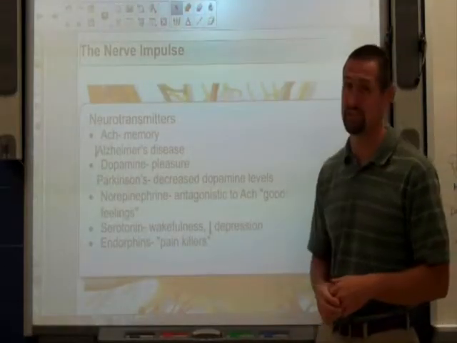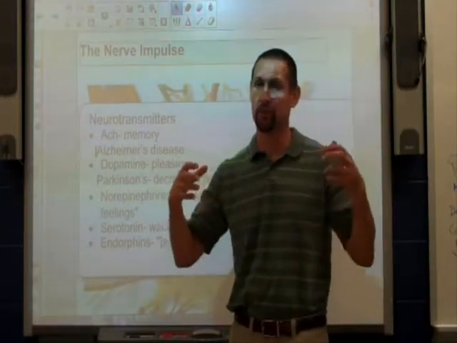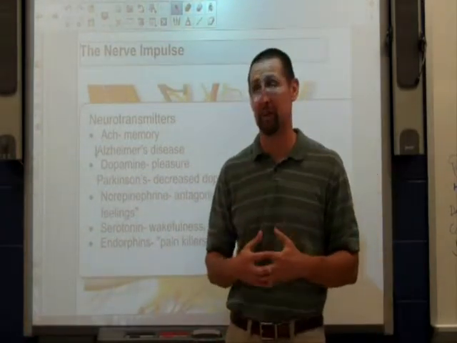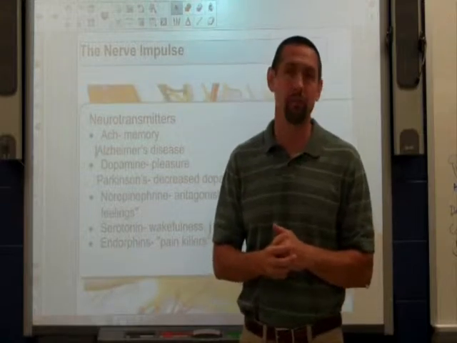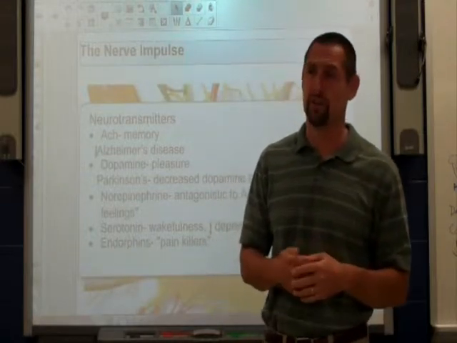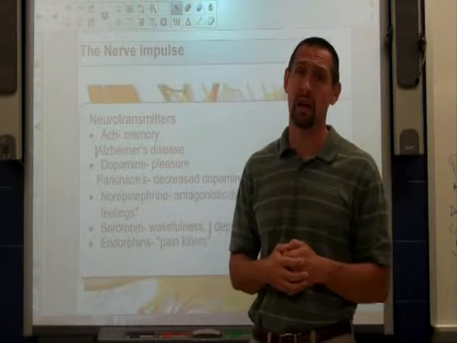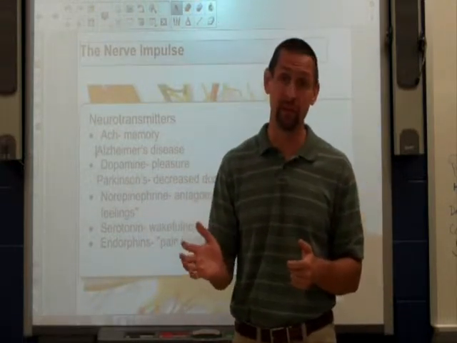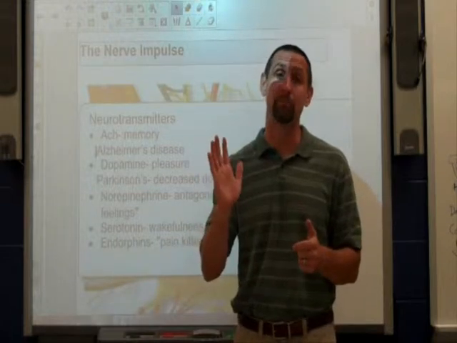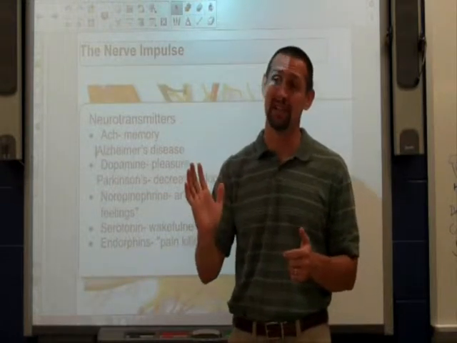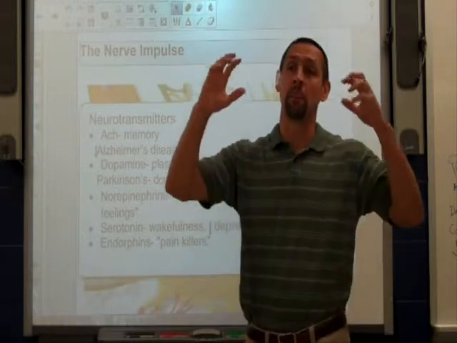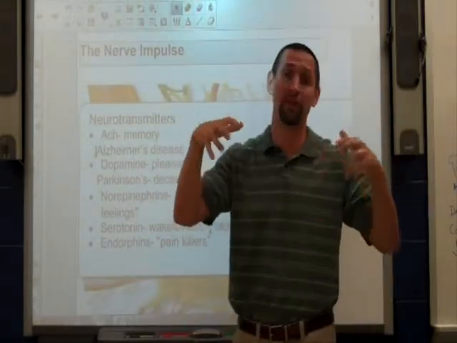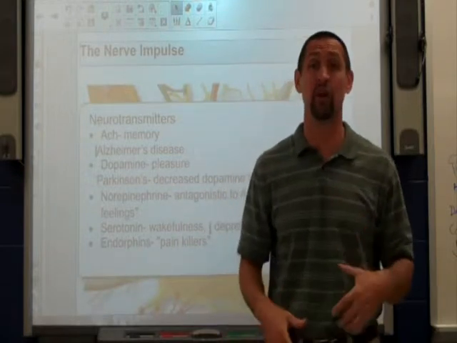Endorphins are painkillers. So these are naturally produced in our brain to override some pain sensors, and again, to help us feel better. If you know any runners, a lot of times they'll run and run and run. It gets to be very painful, but as they push themselves past that pain, their brain releases these endorphins to help override those pain centers, and they get what's called a runner's high.